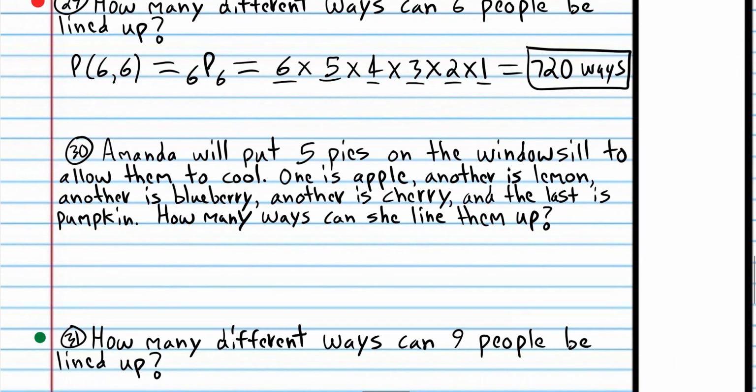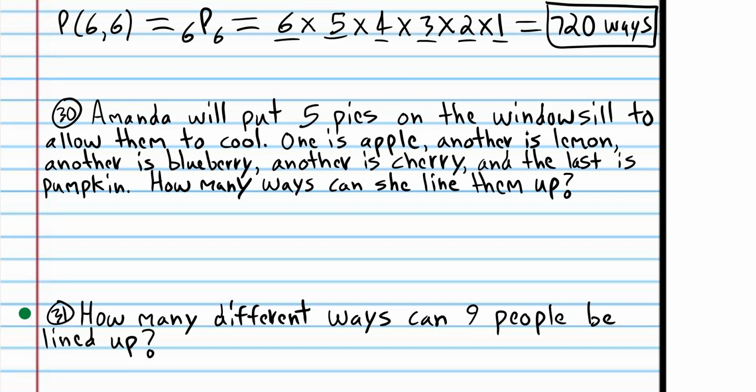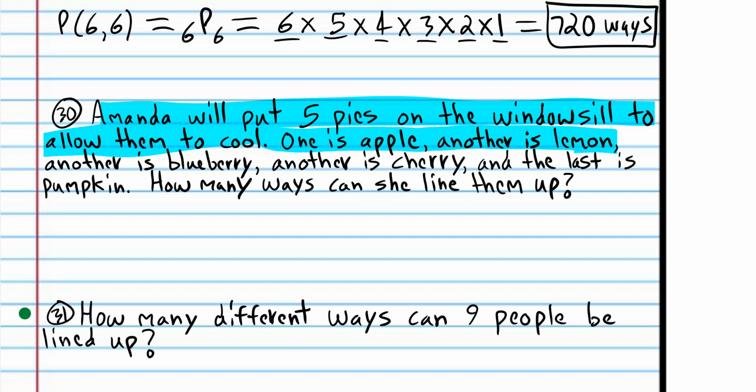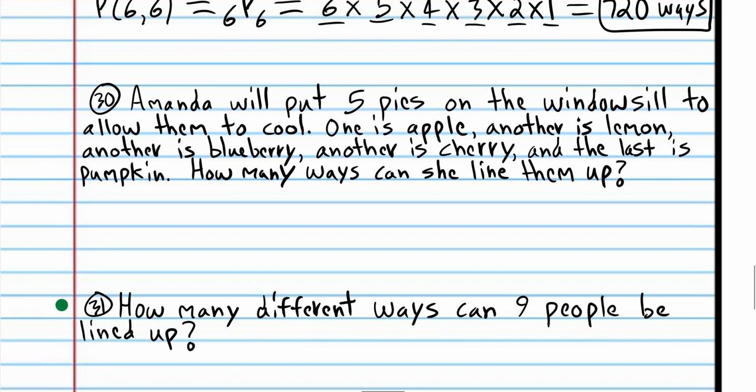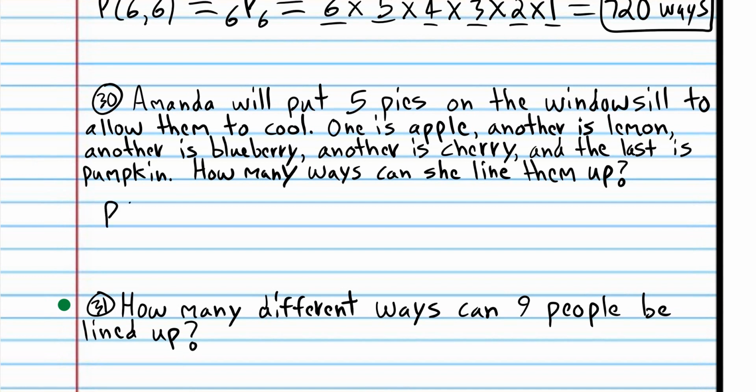Okay. So let's do another one of these problems. Amanda will put 5 pies on the windowsill to allow them to cool. One is apple, another is lemon, another is blueberry, another is cherry, and the last is pumpkin. How many ways can she line them up? So this is another problem that is 5P5.